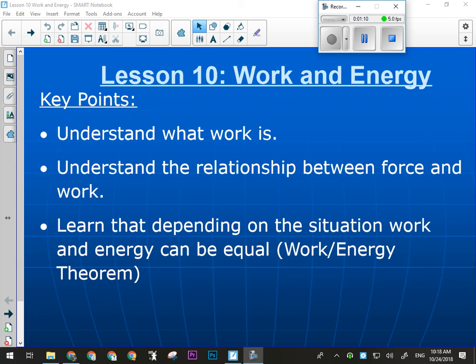Your Newton lab is due tomorrow, so make sure you have that done. Your friction lab is due next week, so make sure you're working on that and getting it finished, and obviously you have a unit exam coming up. All right, work-energy theorem.